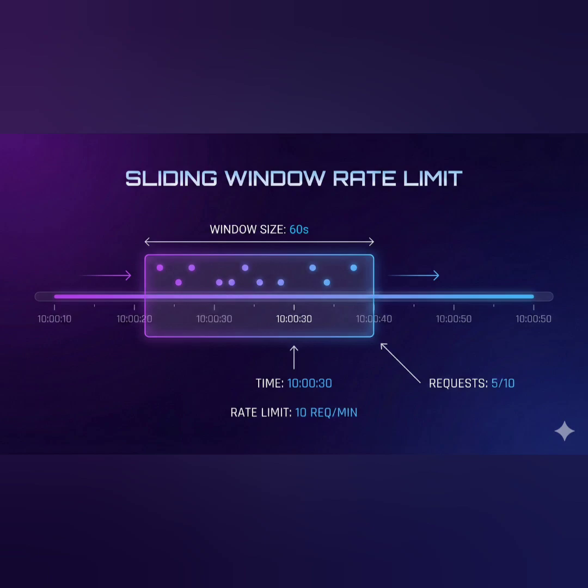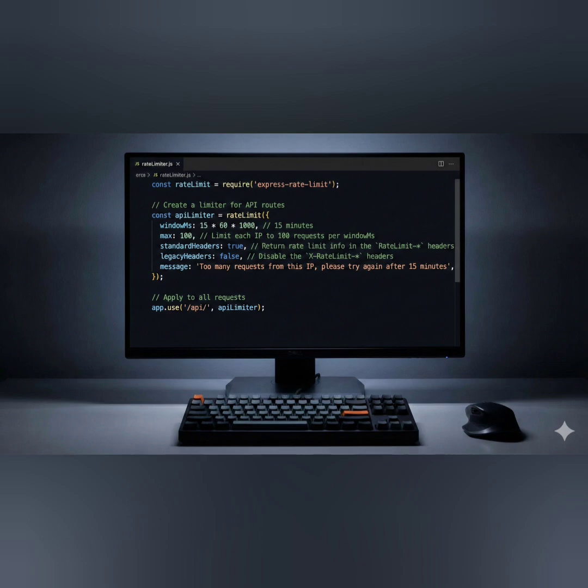Section 3. Implementation strategies. Let's talk implementation. If you're using Express.js, the express-rate-limit middleware is your best friend. Install it, configure your limits, and you're protected in minutes. For FastAPI developers, SlowAPI gives you decorator-based rate limiting with minimal code. And if you're working with Supabase, you can implement rate limiting at the database level using PostgreSQL functions and triggers, or use edge functions with middleware.